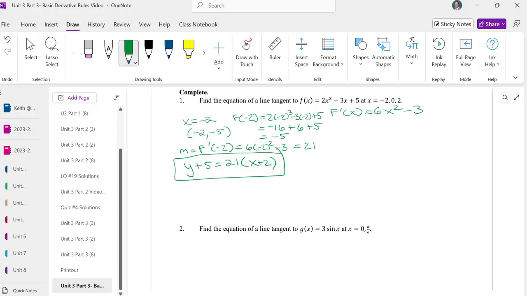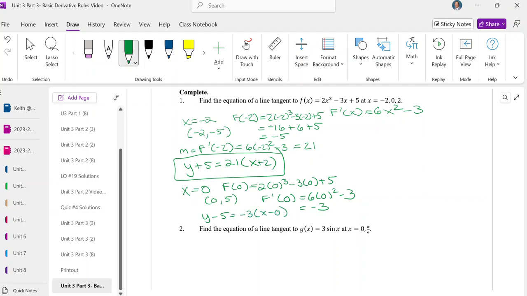That's one of them. But then when x equals 0, well, f of 0 would be positive 5. And then f prime of 0 would be -3. So it would be y minus 5 equals -3 times x minus 0.